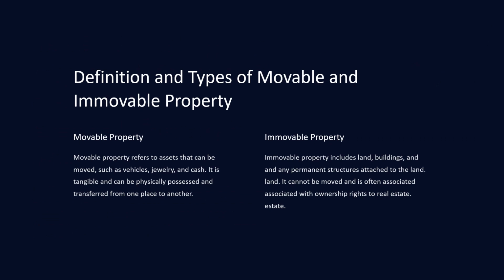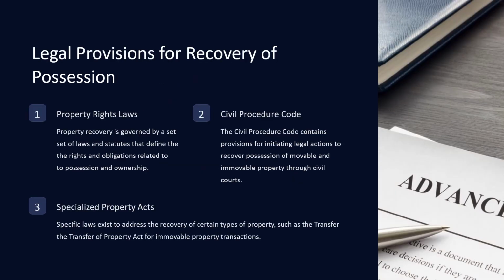Definition and types of movable and immovable property. Movable property refers to assets that can be moved, such as vehicles, jewelry, cash. It is tangible and can be physically possessed and transferred from one place to another. Immovable property includes lands, buildings, and any permanent structures attached to the land. It cannot be moved and it is often associated with owner's rights to real estate.